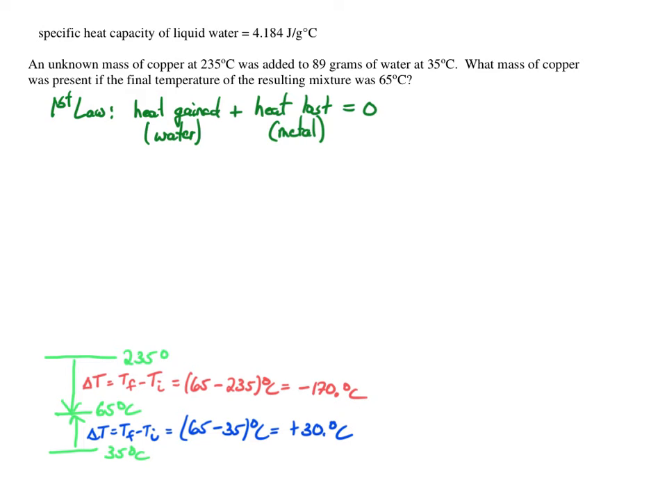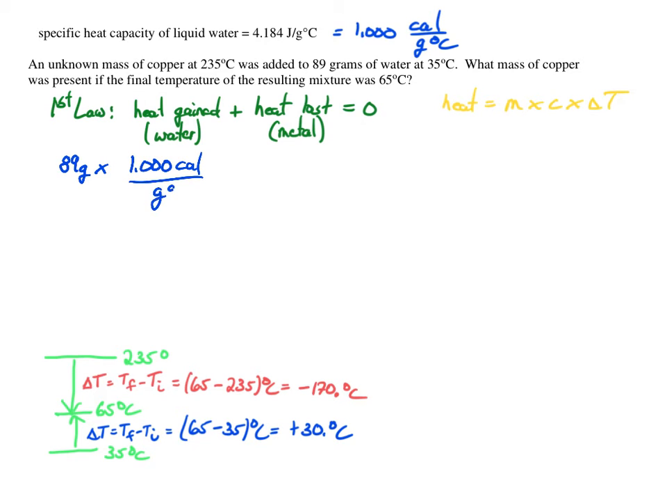Each of these terms is obtained by applying the equation that the heat is equal to the mass times the specific heat capacity times delta T. For the water bath, our mass is 89 grams. The specific heat capacity of water, we'll use the value with units of calories per gram degree C, just to make the math easier. And our delta T was determined to be 30 degrees C.